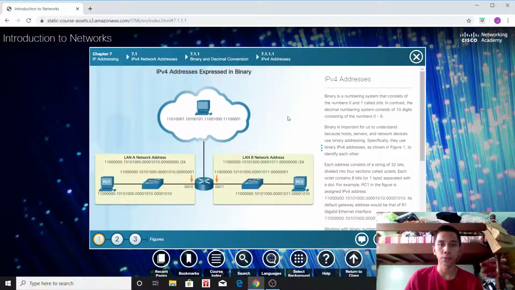IPv4 addresses. Binary is a numbering system that consists of the numbers 0 and 1, called bits. In contrast, the decimal numbering system consists of 10 digits, the numbers 0 to 9. Binary is important for us to understand because hosts, servers, and network devices use binary addressing. IPv4 addresses are expressed in binary. So here we have LAN A and LAN B network addresses.